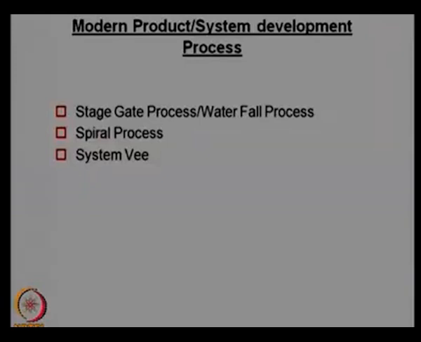of engineering systems. So I will be discussing three major processes which are used for product or system development. The first one is known as a stage gate or waterfall process, which is used mainly for product development. And then the next one is a spiral process, which is again a modification of a stage gate process with multiple stage gates. And then the last one is known as a system V. It is a system design process which is known as system V. So let us go to the first one, which is the stage gate process.